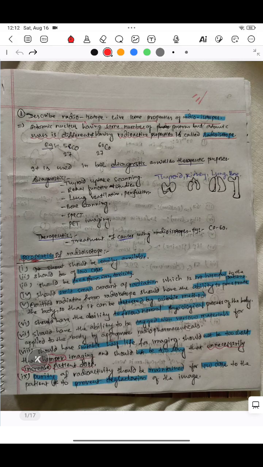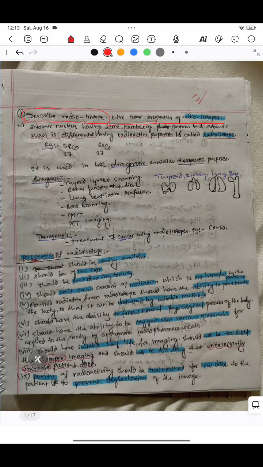First question is: describe a radioisotope. Give some properties of radioisotopes. So, what is a radioisotope? Before radioisotope, what is an isotope?